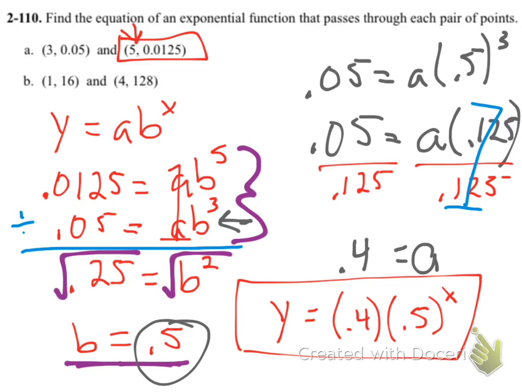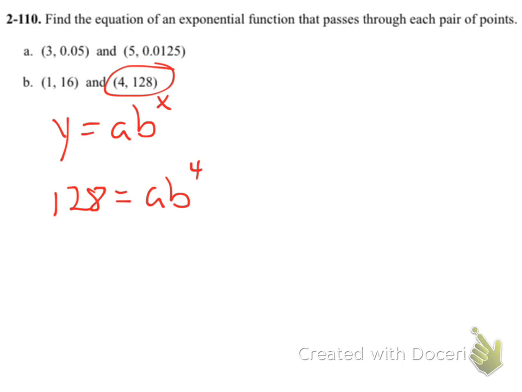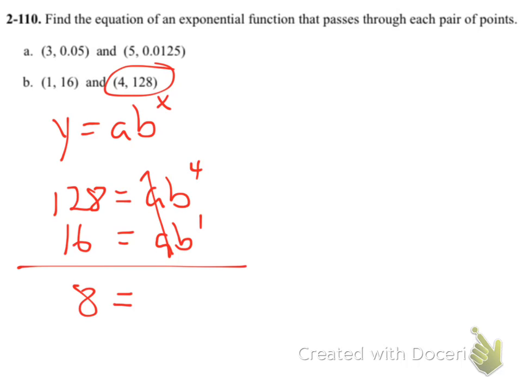So I'm working on problem B. I'm going to set it up the same way. y equals a times b to the x. Choosing that point first, 128 equals a times b to the fourth. And 16 equals a times b to the first. And divide. 128 divided by 16 is 8. A divided by a is 1. B to the fourth divided by b to the first is b cubed.